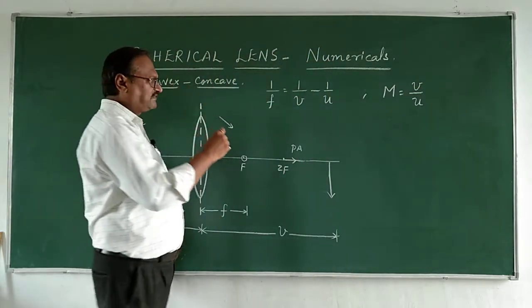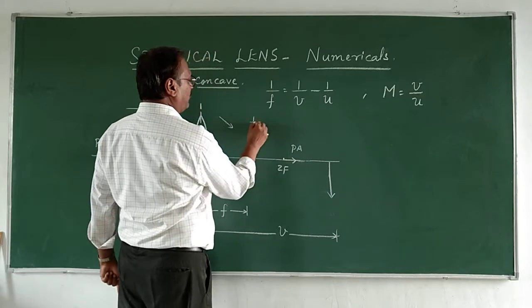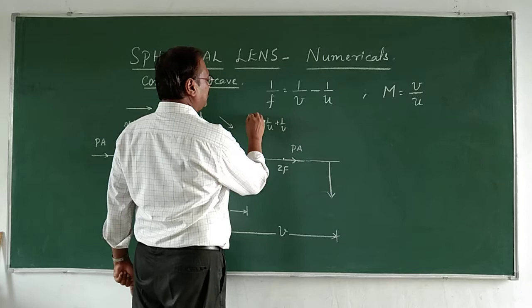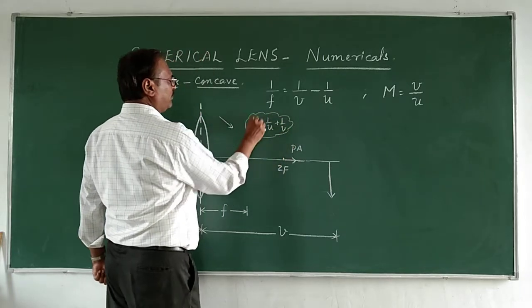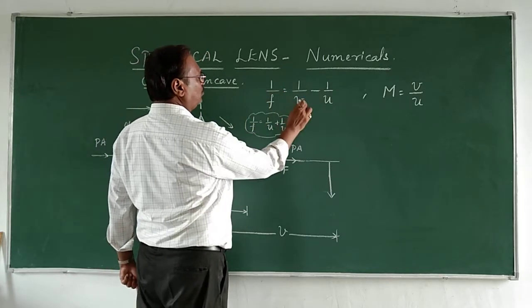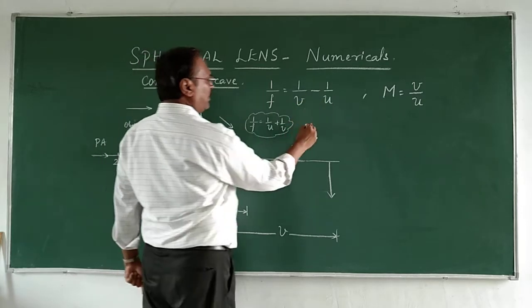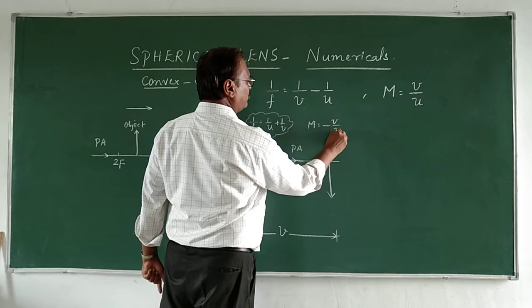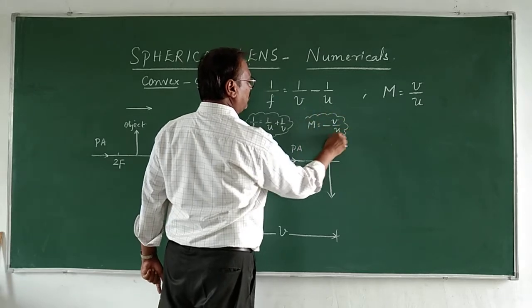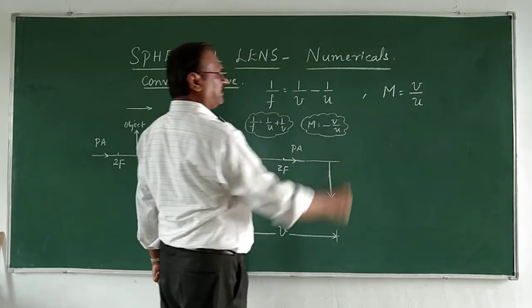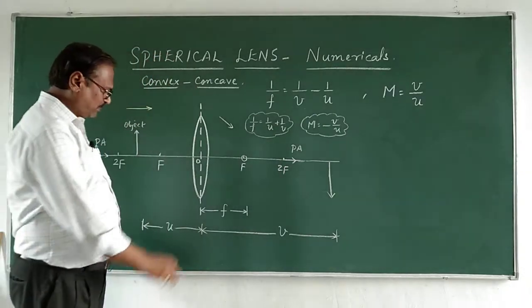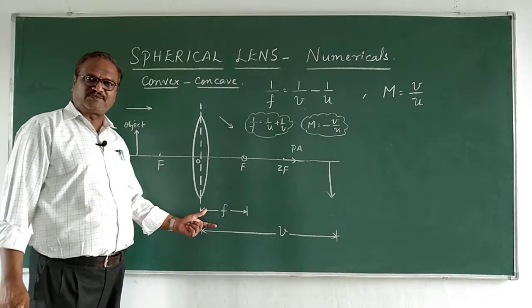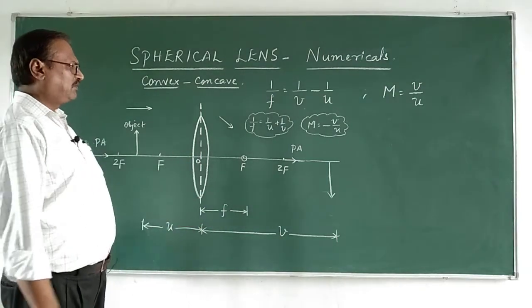Whereas you found in the case of a mirror, it was 1 upon F is equal to 1 upon U plus 1 upon V. This was for the mirror. Now it is changing for the lens in a different way. Also, we said magnification is equal to minus V upon U for the mirror, whereas here it is not minus V upon U, it is plus V upon U. U is object distance, V is image distance, and F is the focal length.